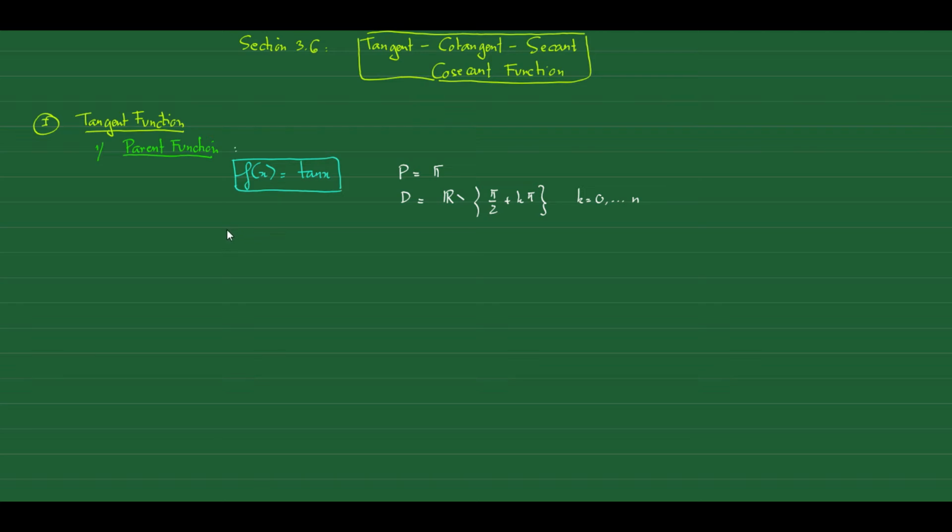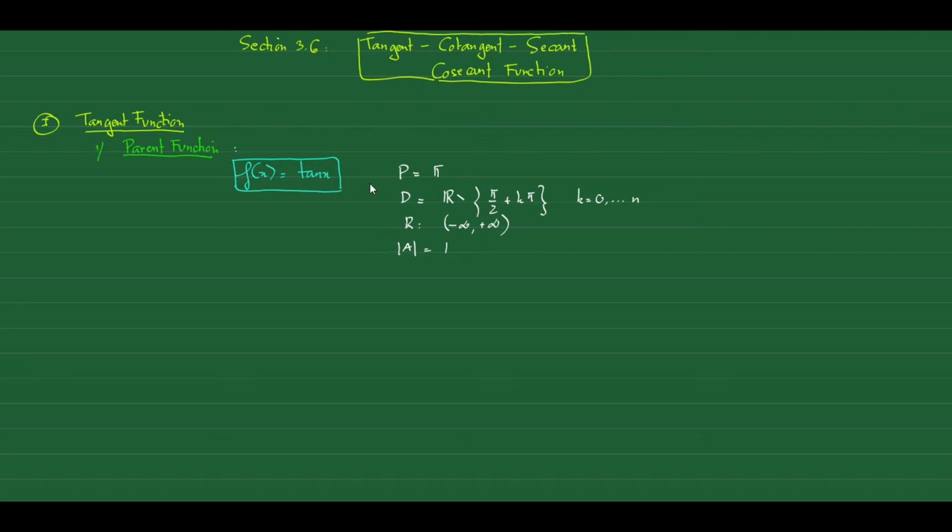Okay. How about the range? The range will go from negative infinity to positive infinity. In this case, the value in front, the amplitude, is 1. So the amplitude is 1.